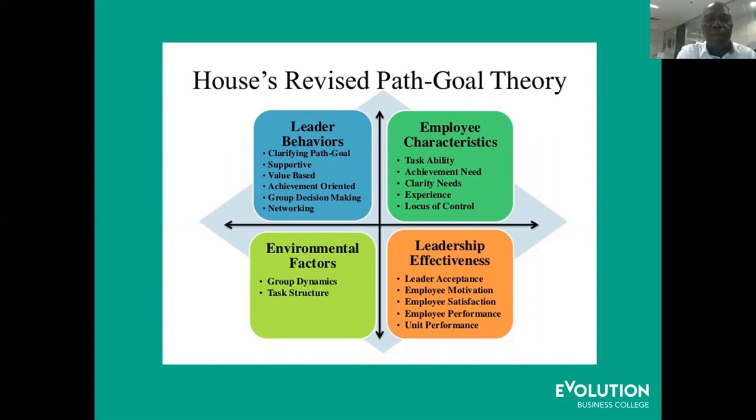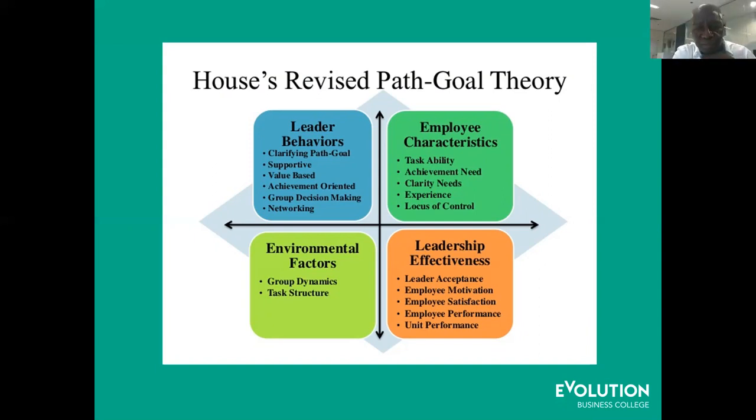So what are the environmental factors? With the environmental factors, you look at the group dynamics, right? That means group behavioral patterns. The group culture and task culture has an impact on how the team is led and the behavior of the team.